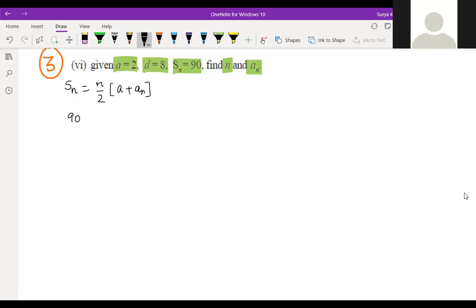So 90 is equal to, what can we write here? N by 2 into A plus AN. So 180 is equal to 2n plus, you don't know AN only, right? First you have to find N. How to find N, children? How to find N?